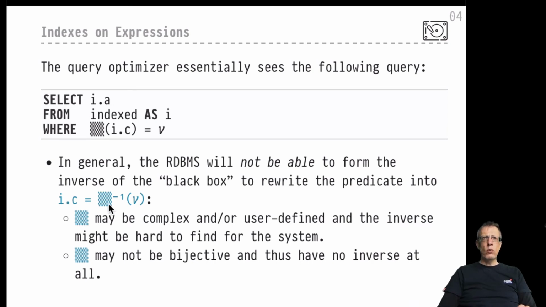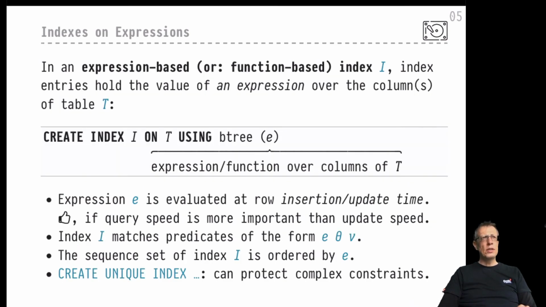Okay. And one answer to this challenge is the so-called expression-based, or sometimes called function-based indexes. These are very peculiar, very specific indexes that have been built to support queries, to support predicates that are built using complex expressions over the columns of the index table. All right, so we are not indexing the column values in that table T. We are indexing the value of expressions over these column values, over one column value or many column values of the table T.